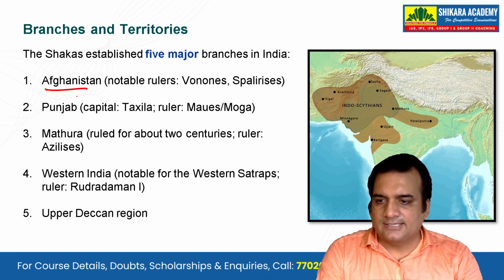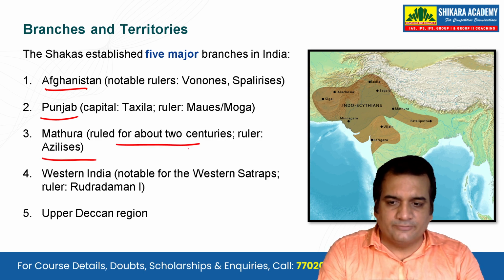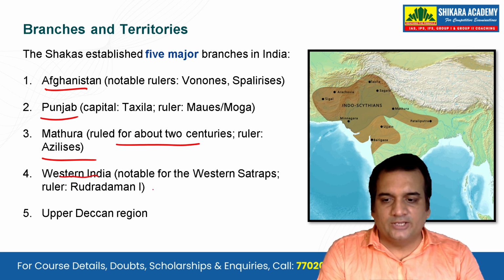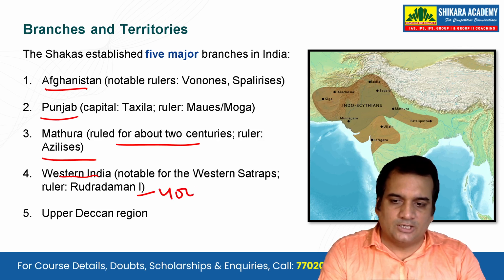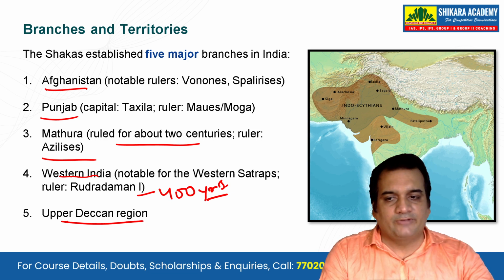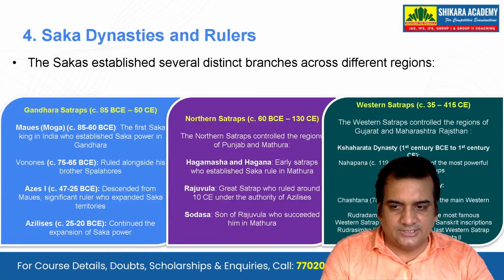One in Afghanistan, second in Punjab, third will be the Mathura, which was ruled for about 2 centuries. This will be the second last when you talk about the rulings, and the fourth will be Western India. This was ruled for around 400 years or 4 centuries, and the Upper Deccan region. Okay, so these were the 5 major branches in India of the Sakas.